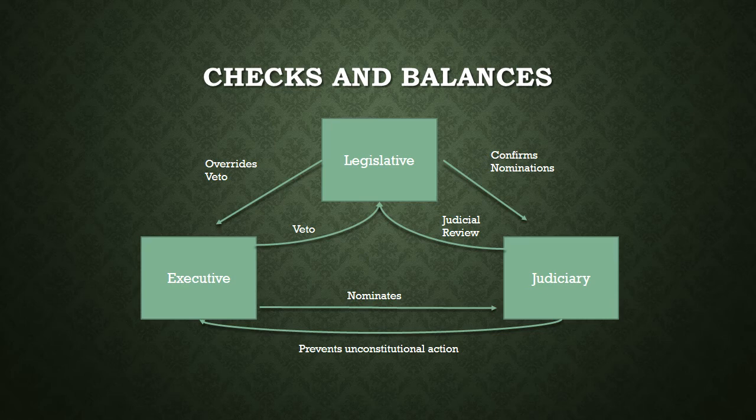And finally, the judiciary can check the executive by preventing the executive from undertaking unconstitutional actions. But in response, the executive can check the judiciary by nominating certain judges. And in this way, all three branches are used to prevent any one branch from gaining too much power within the system.